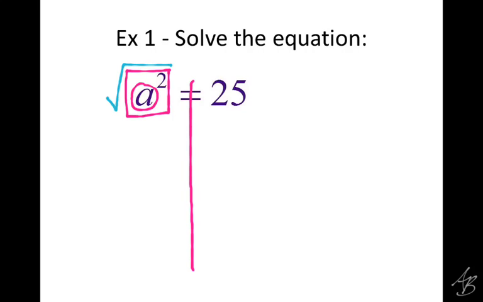Why did I put a square root on there? To get rid of the square, right? So I'm going to put a square root on the left side, which means I have to put a square root on the right side. So I put a square root on both sides.